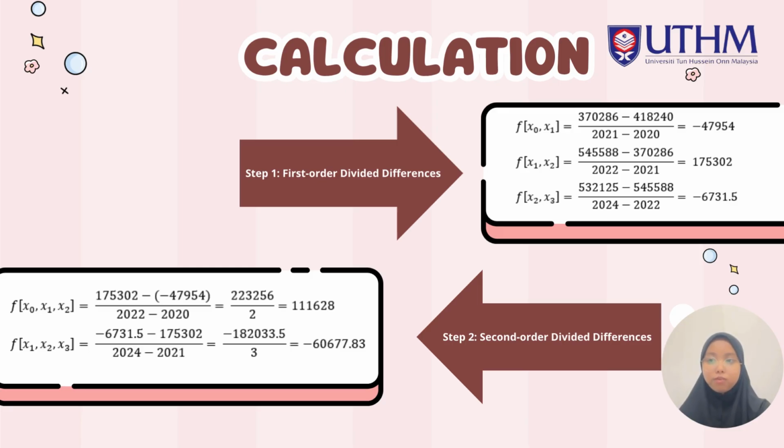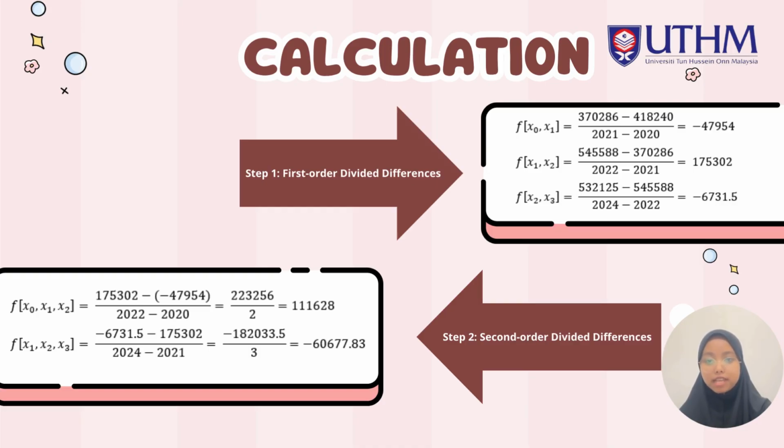Okay, for the first step, we need to do first order divided difference, which is we have three values of f. The first one is f[x0, x1] equal to the value of total accidents of 2021 minus the value of total accidents of 2020, divided by 2021 minus 2020. So we get negative 47,954. Same goes with f[x1, x2] and f[x2, x3].